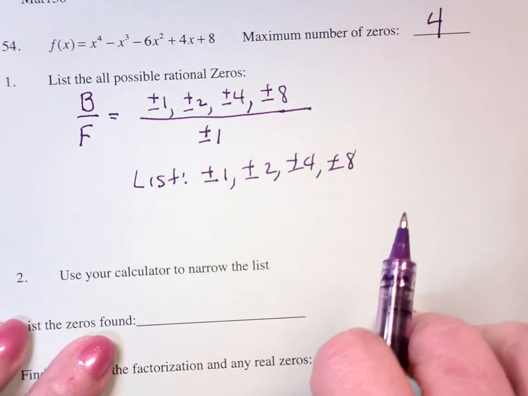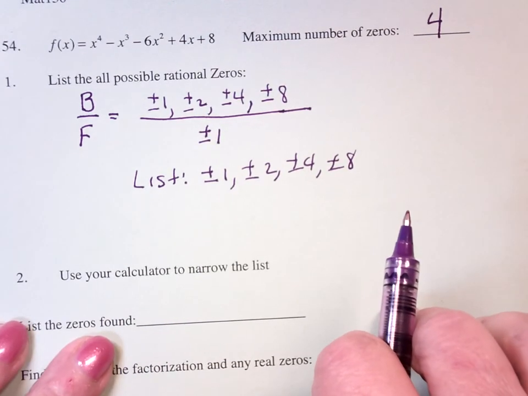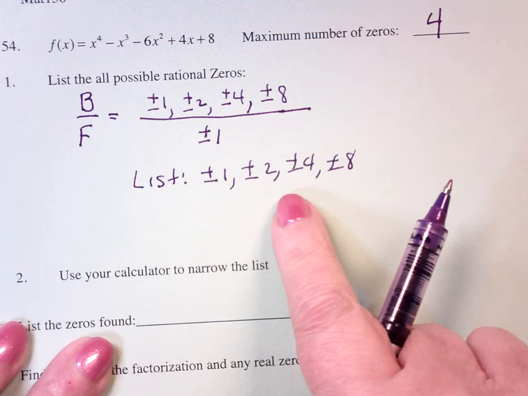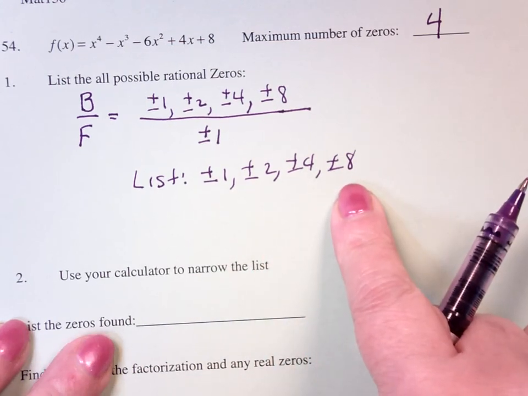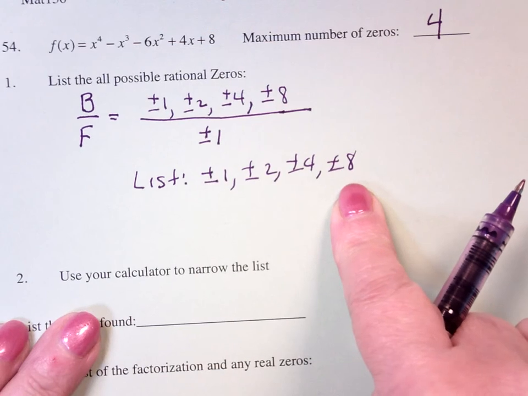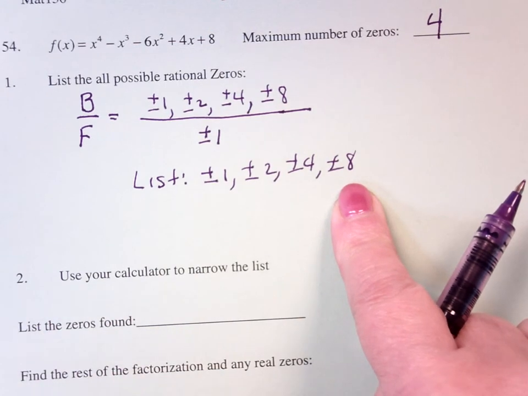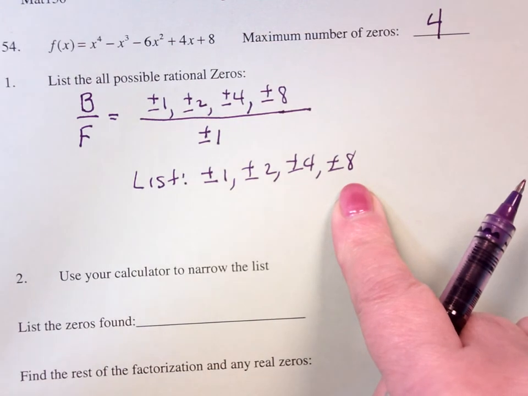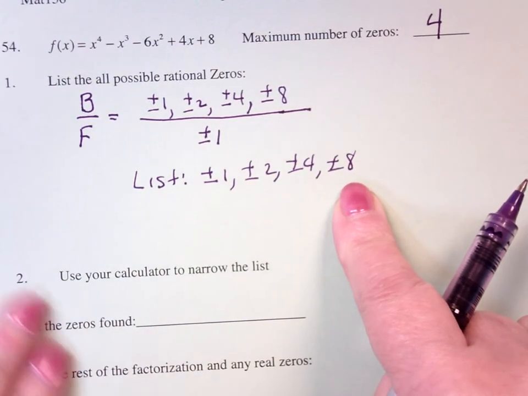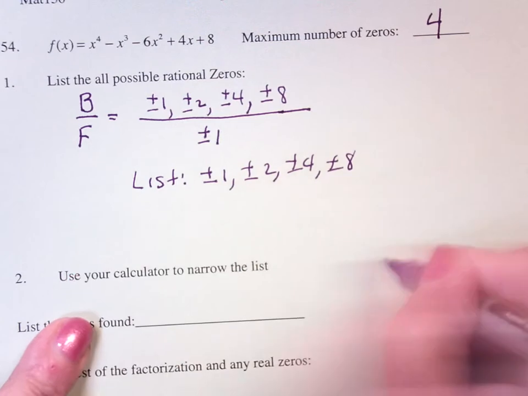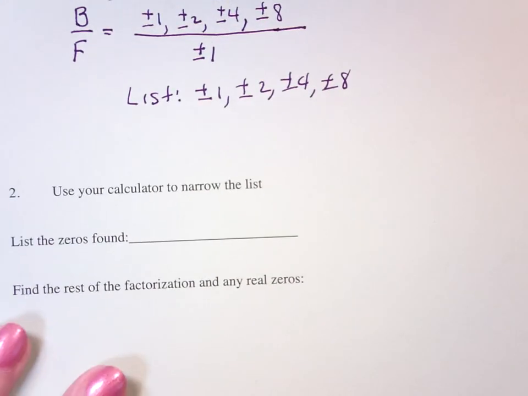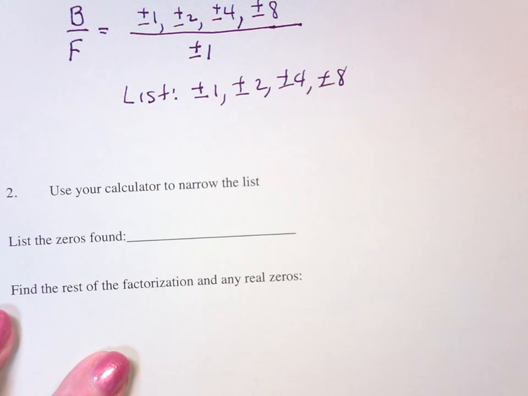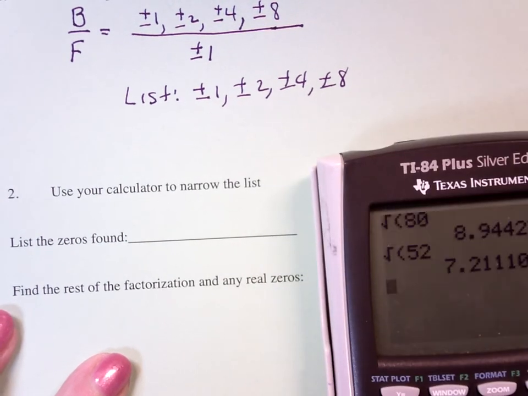Now, what's the maximum number of zeros? 4. And 1, 2, 4, 6, 8: 8 rationals. That doesn't mean that there aren't irrationals, and that doesn't mean that there aren't imaginary, but there are going to be, not 8 zeros, 4 zeros, not necessarily unique. Now, use your calculator to narrow the list, because remember, we're not doing Descartes' rule of signs, we're not doing the upper lower bound rule, we're just going to narrow our list using our calculator.